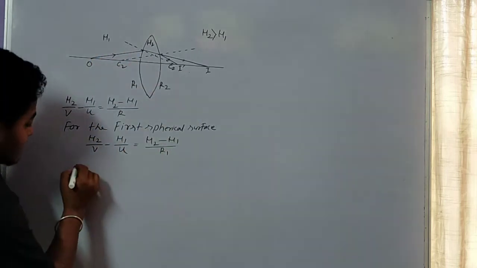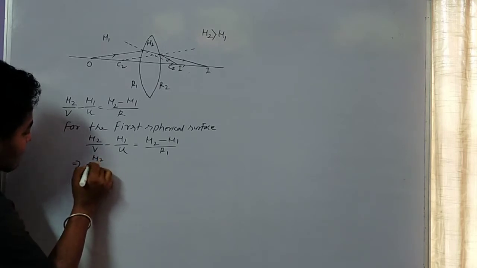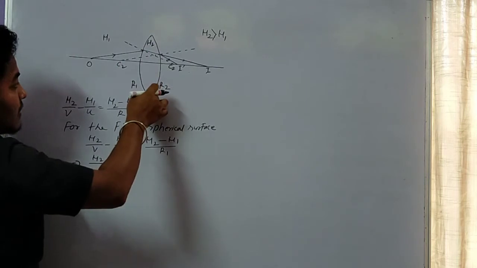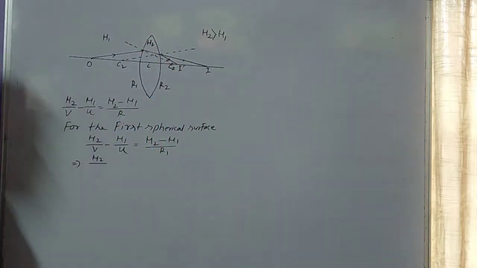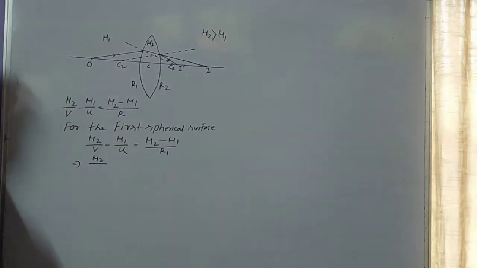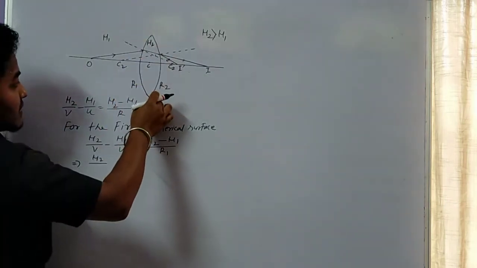Now in this case, this implies we can write mu2 by v. What is the v in case of the first spherical surface? And I forgot to give one thing. This is the optical center C. I have taken optical center C for the convex lens. Understood now?